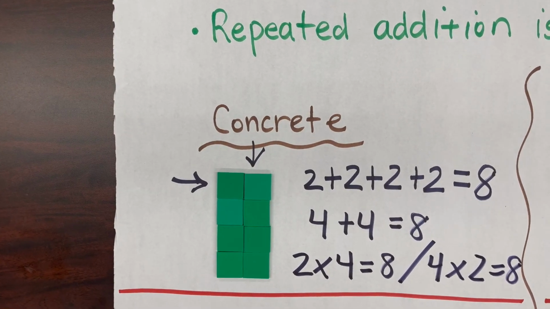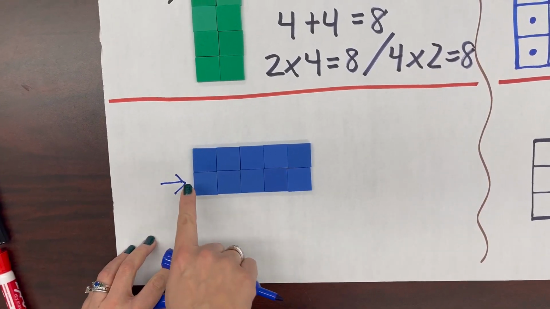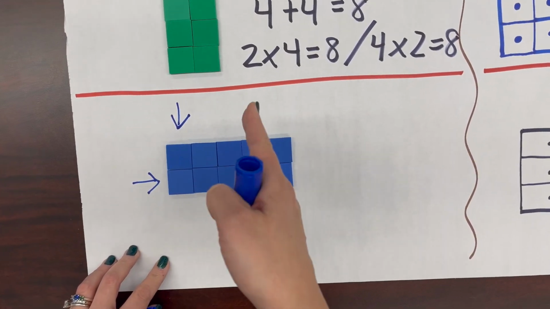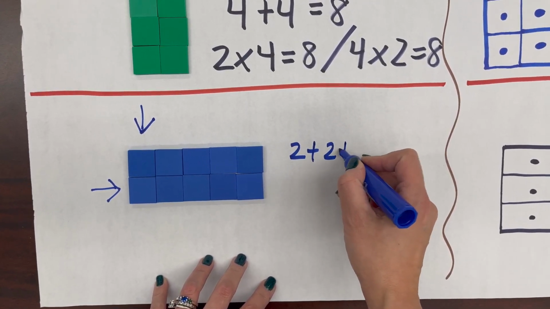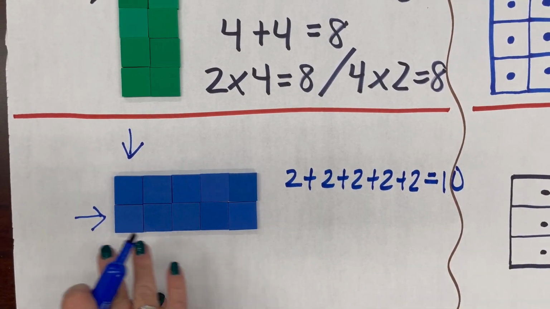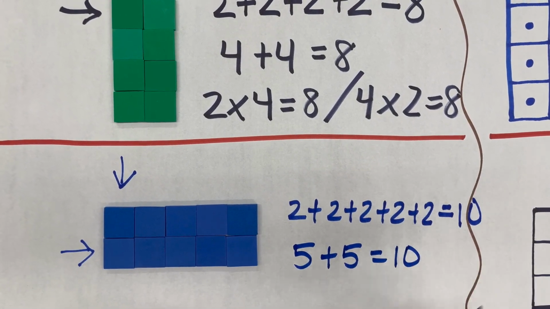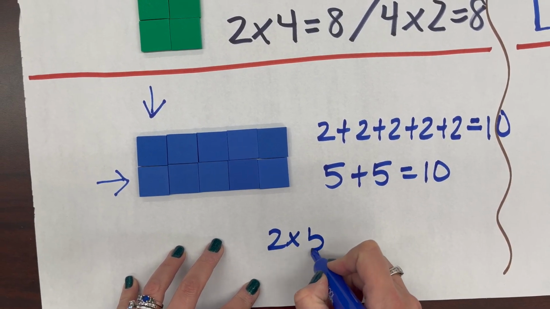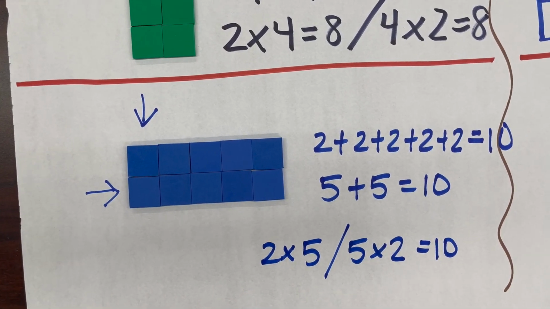Using another picture representation, I can do the same thing with the rows. I can go this way, and I have 2 rows of 5, or column-wise, I have 5 columns of 2. So if I go column-wise, I have 2 plus 2 plus 2 plus 2 plus 2, and that's equal to 10. And if I went row-wise, I would have 5 plus 5 is equal to 10, which brings me to the multiplication. I can do 2 times 5 or 5 times 2, and I still get the same answer of 10.